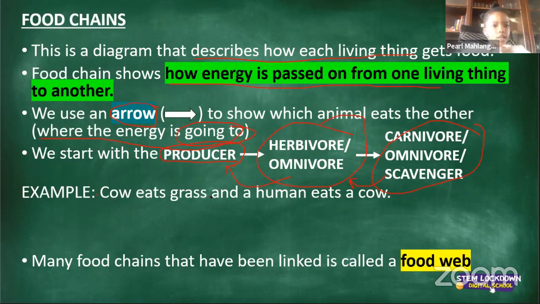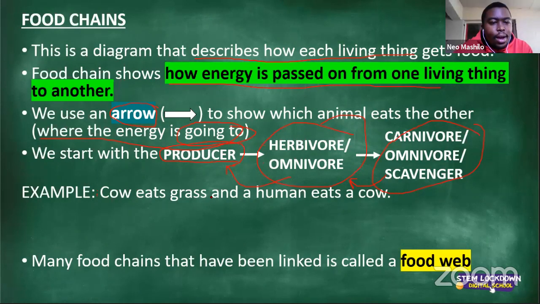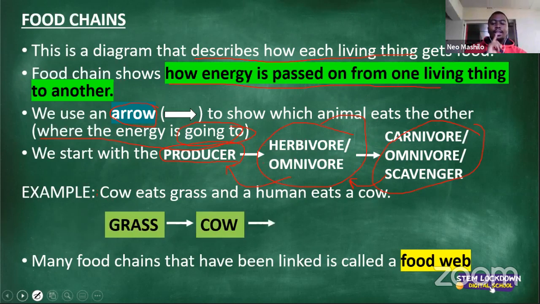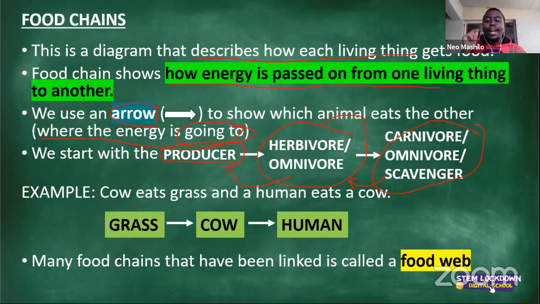So I see someone who has answered here. Okay, praise. Grass, cow, human. Okay, all right, let's see. So there, we first start with grass and then an arrow. If you don't have an arrow, guys, it's not going to be a correct food chain. It needs to have an arrow. Next, a cow. Don't draw pictures. You see how this one is here.